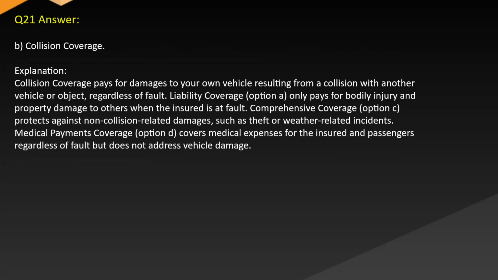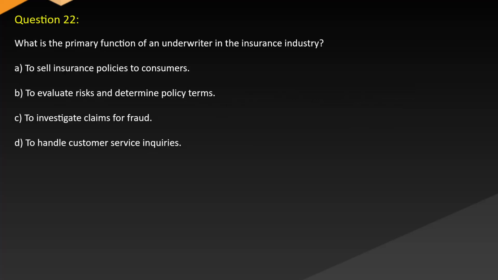Answer: B. Collision coverage. Explanation: collision coverage pays for damages to your own vehicle resulting from a collision with another vehicle or object, regardless of fault. Liability coverage, option A, only pays for bodily injury and property damage to others when the insured is at fault. Comprehensive coverage, option C, protects against non-collision related damages such as theft or weather-related incidents. Medical payments coverage, option D, covers medical expenses for the insured and passengers regardless of fault but does not address vehicle damage.